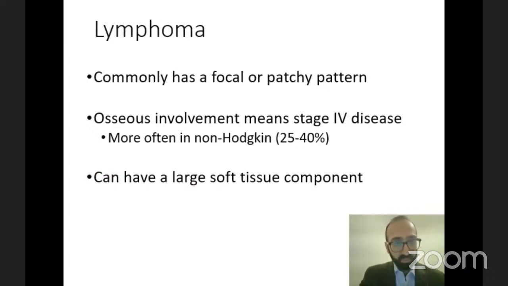Most cases of lymphoma that involve marrow in children are non-Hodgkin's, so that's 25 to 40%, and osseous involvement means you've got stage 4 disease in those cases. You can often have a large soft tissue component, but you don't have to.